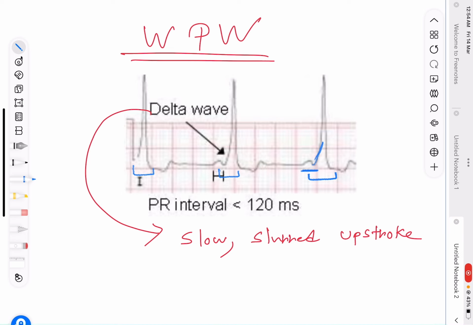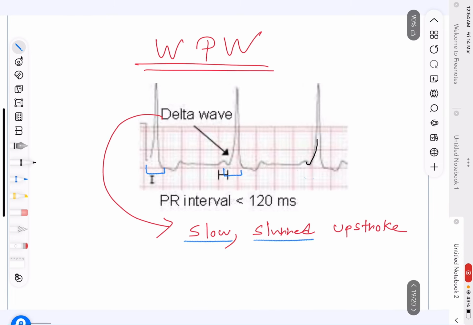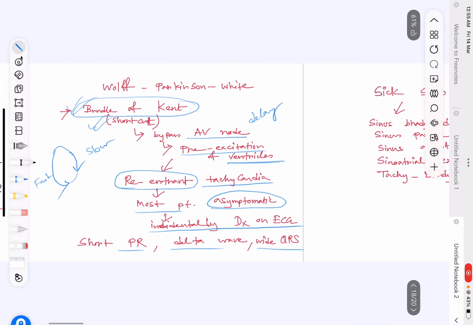So how do you say it is a delta wave? Because it is slow and slurred. See again, it is slow and slurred. This slow and slurred upstroke of delta wave, almost absent PR interval, मतलब बहुत ही छोटा होता है PR interval, less than 120 millisecond, and normal PR interval is between 120 to 200. 200 से ऊपर जाने से हार्ट ब्लॉक कैटेगरी में आ जाएगा, फर्स्ट डिग्री हार्ट ब्लॉक में आ जाएगा. Less than 120 PR interval with delta wave with broad QRS, Wolff-Parkinson-White syndrome.